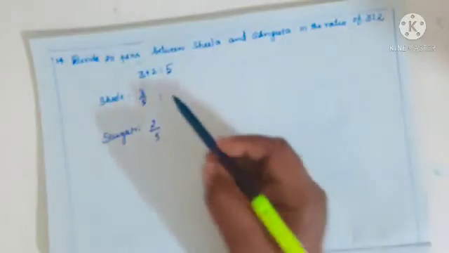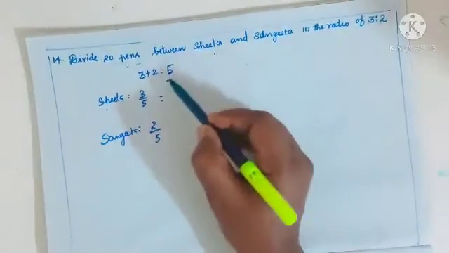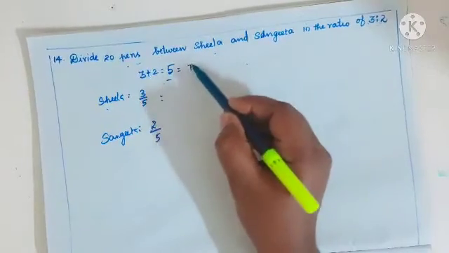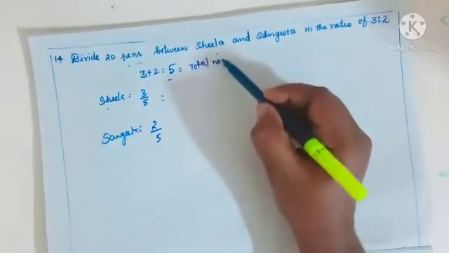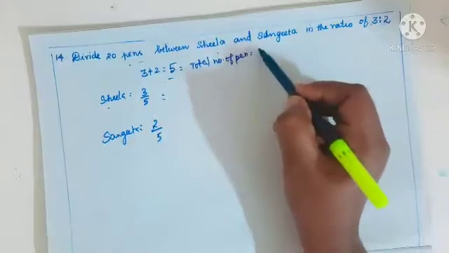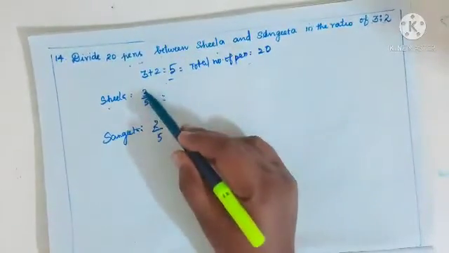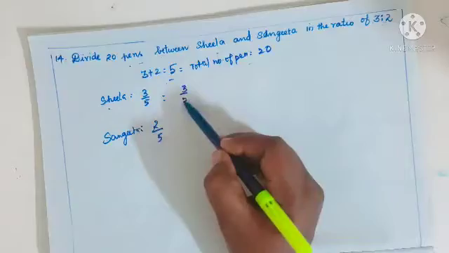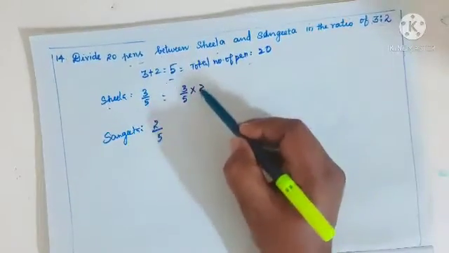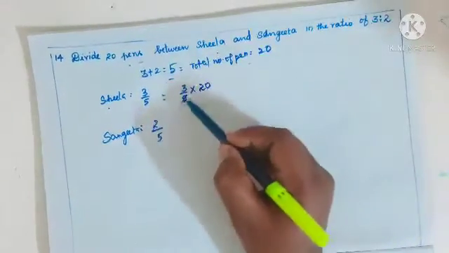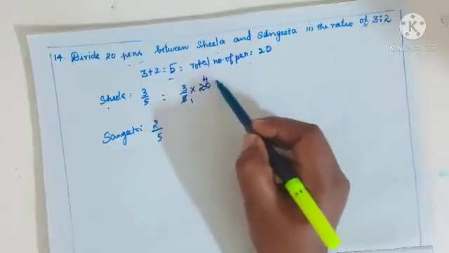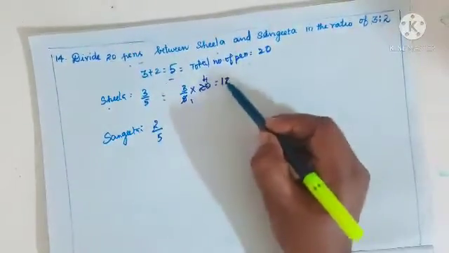Isn't it, dear? So the total number of pens is 10 into 2, which is equal to 20. Okay. So 3 by 5 out of 20, how many pens is she going to get? 5 ones are 5, 5 fours are 20. So 4 threes are 12.